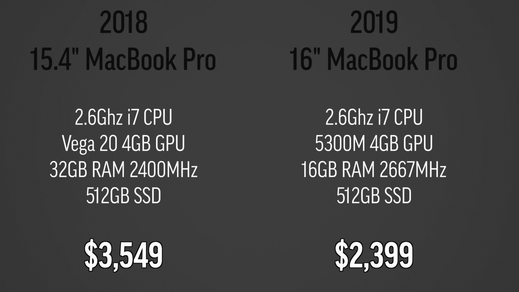Now, I'm gonna be comparing this base model MacBook Pro to my MacBook Pro. This one is a 2018 6-core processor, also 2.6 gigahertz. Now, I spent $3,550 on this MacBook Pro. This has the Vega 20 graphics, which was the best graphics you can get. And I'm really curious, how do these new graphics, the base graphics, compare to this? It might get a little bit interesting.